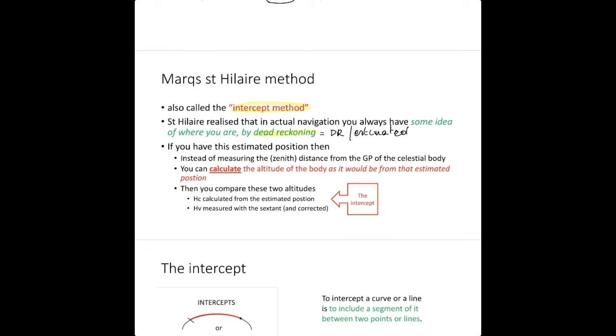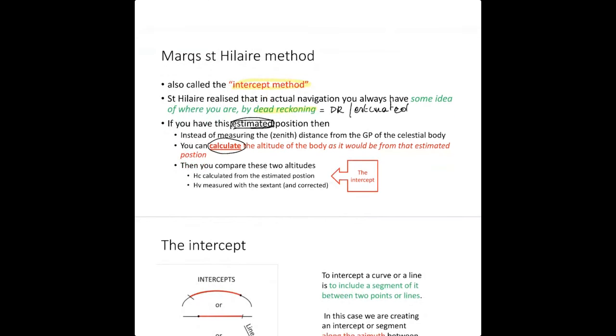Well, if we have an estimated position, what can we do? Instead of measuring the zenith distance from the geographical position of our celestial body, we can calculate via a formula based on our Navigational Triangle the altitude of the body based on our estimated position. So what do we actually calculate? We calculate what we would expect the height, or the altitude, of the celestial body to be if we were actually in the estimated position.